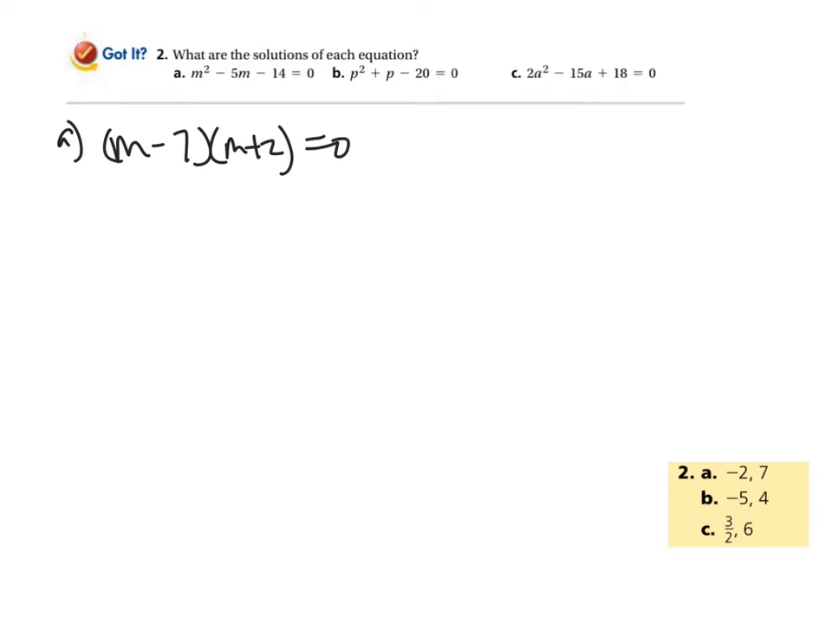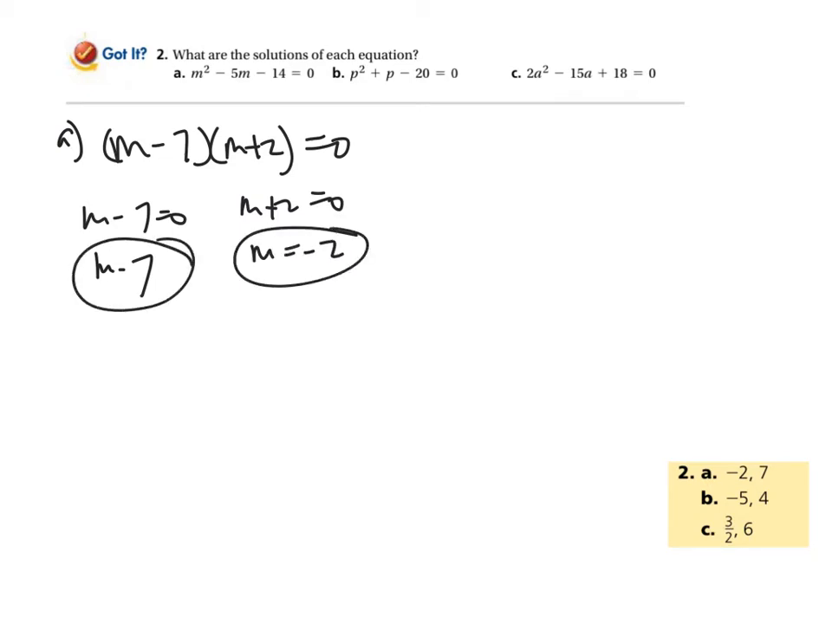So, again, that means m minus 7 equals 0, right? So m is a positive 7, and m plus 2 equals 0. So m equals negative 2. There's my two answers for that one.